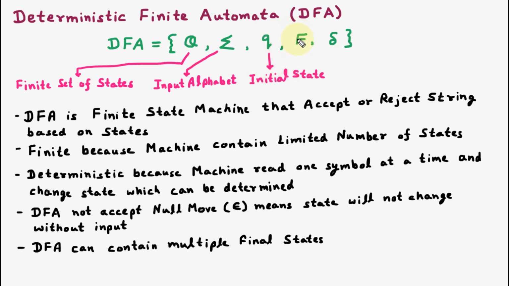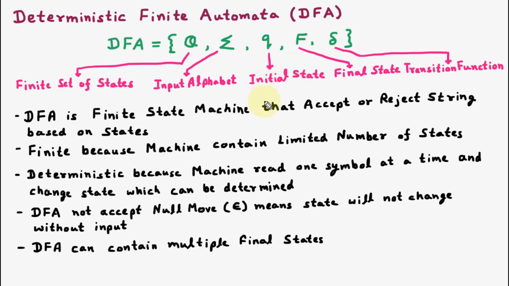Next element is F, which is the final state. When we provide input to the DFA, and that input reaches the final state, in that case that input string is accepted. Next element is the transition function. When we are on one state of DFA and the input is provided, then we go to some other state, and that is provided by the transition function.